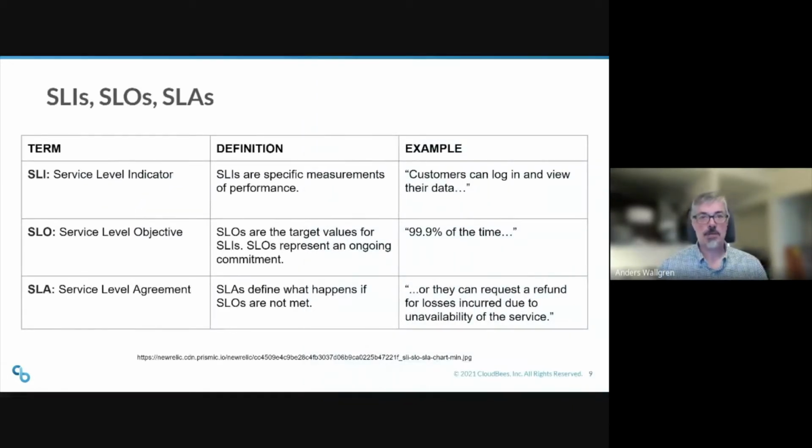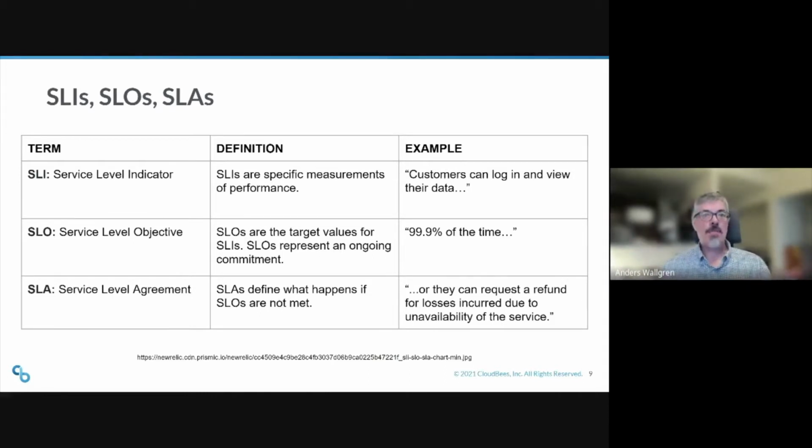And really what we're talking about there are three things: service level indicators, service level objectives, and service level agreements, or I sometimes will call them, especially in this context, service level actions. As the slide says, a service level indicator is a metric, right? It's something that you measure. In our example here, the example builds out a complete sentence, if you will. The first part of the sentence is that the indicator that we're interested in is customers can log in and view their data.